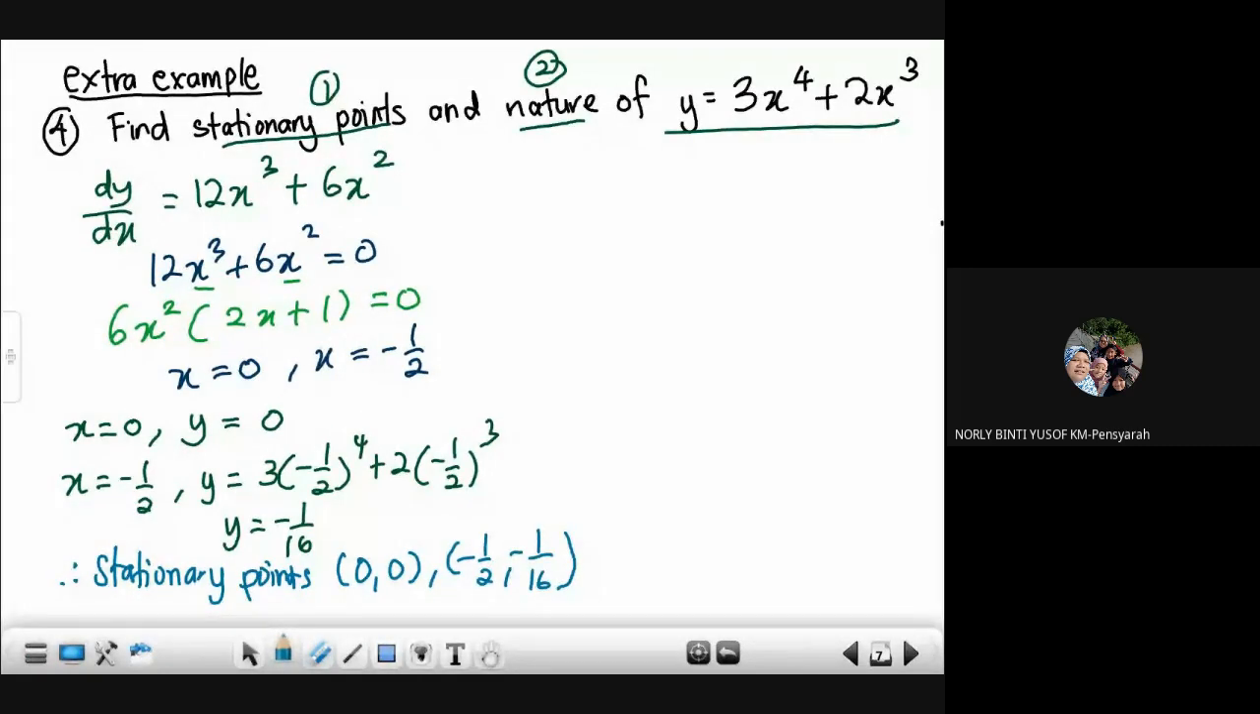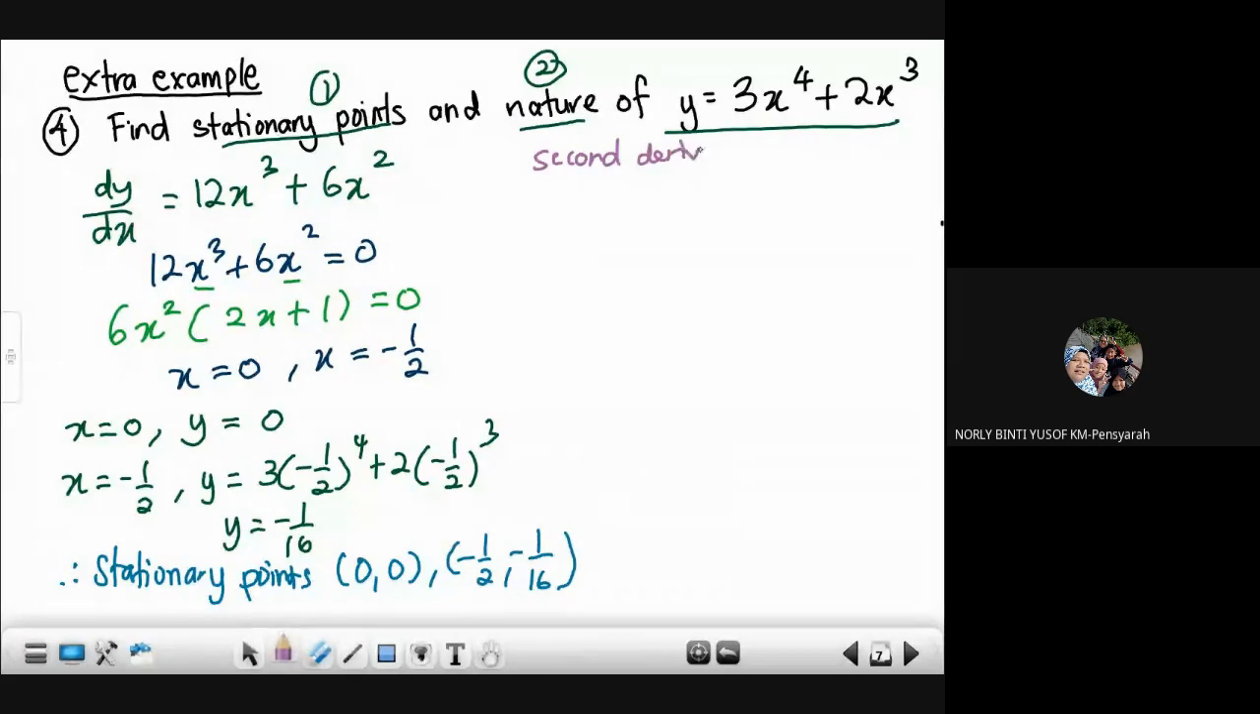Sebab kadang-kadang titik kosong-kosong tu origin, dia boleh jadi minimum, dia boleh jadi maksimum, dia boleh jadi inflection. So jangan assume kosong-kosong je titik inflection ke titik maksimum ke minimum. Dia tak ada konsep kat situ. You kena tahu nature dia by using second order derivative test. Jangan assume terus titik tu adalah titik inflection selalunya. Jangan. Okay, so kita buatlah second derivative test.